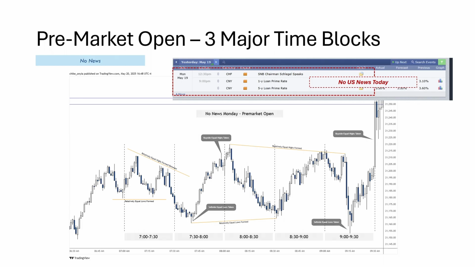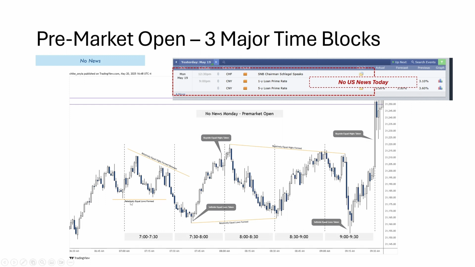Okay, and ICT talks about it this way. Between that first 30 minutes of each hour, so 7 to 7:30, 8 to 8:30, and 9 to 9:30, you will typically see equal highs and equal lows being formed. And then in the following 30 minutes is when they would usually raid those equal highs and equal lows, right? So this is helping you formulate a bias in time of day so that you know what's likely to happen when, and you feel stronger about your bias.